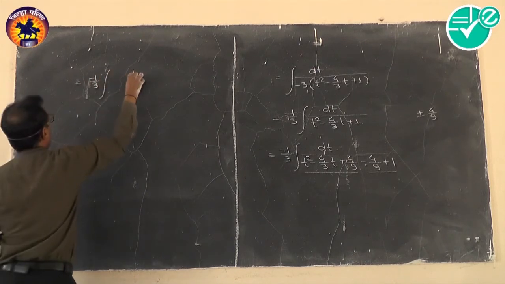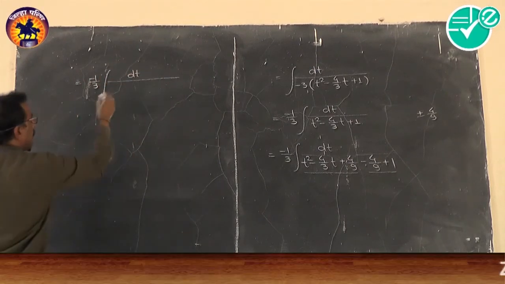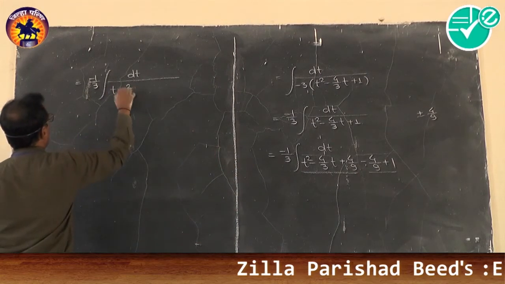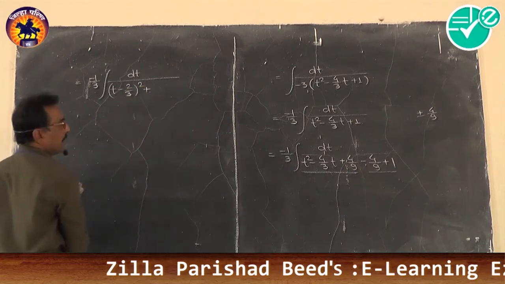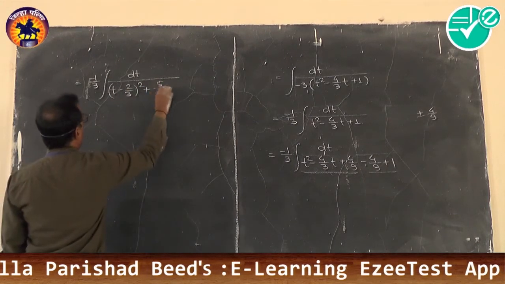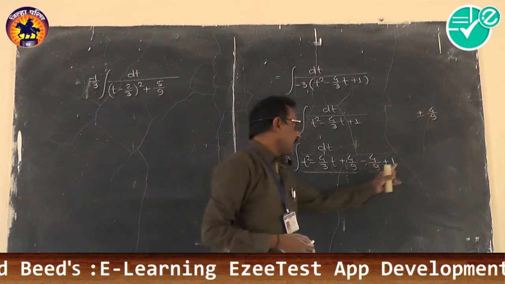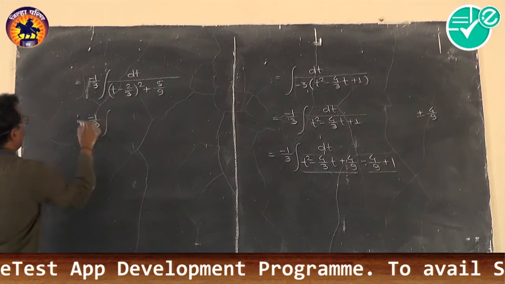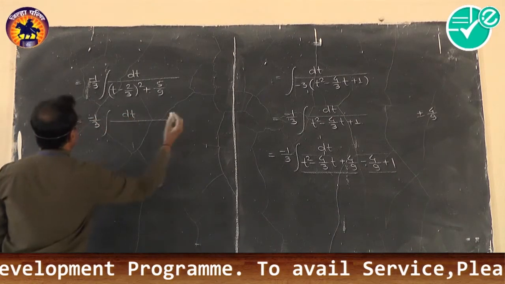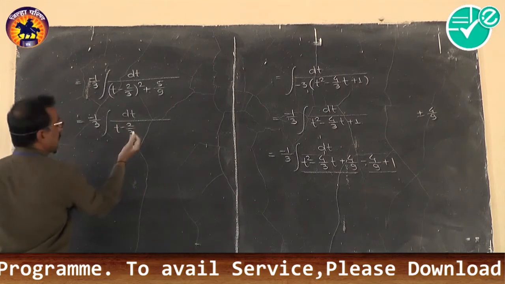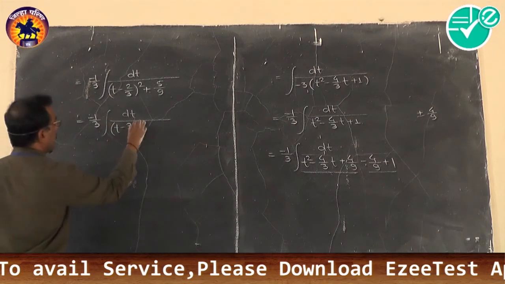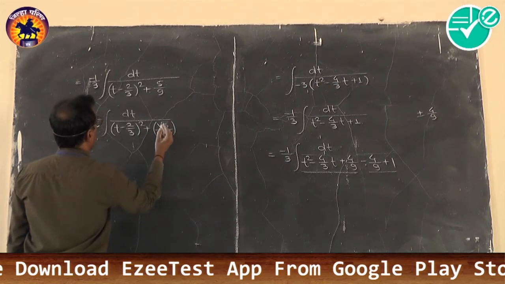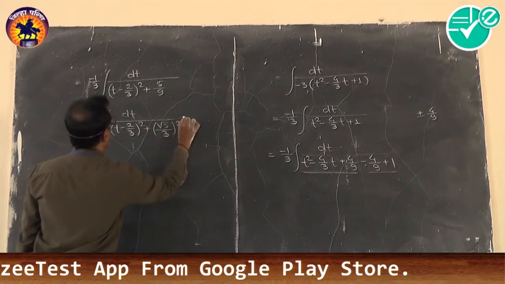It is integration of dt upon... I think these first 3 terms are the perfect square of (t minus 2 by 3) whole square, and plus it is 5 by 9 or minus 5 by 9. I think 9 ones are 9, 9 minus 4 it is plus 5, so it is plus 5 by 9. So it is minus 1 by 3 into integration of dt upon (t minus 2 by 3) whole square, and it is a perfect square of root 5 by 3 whole square.